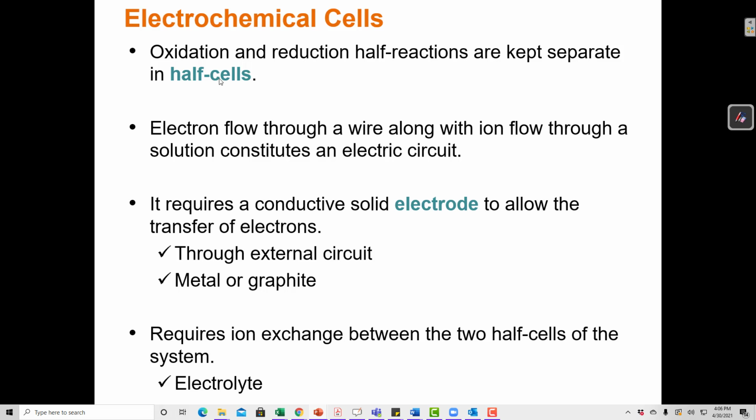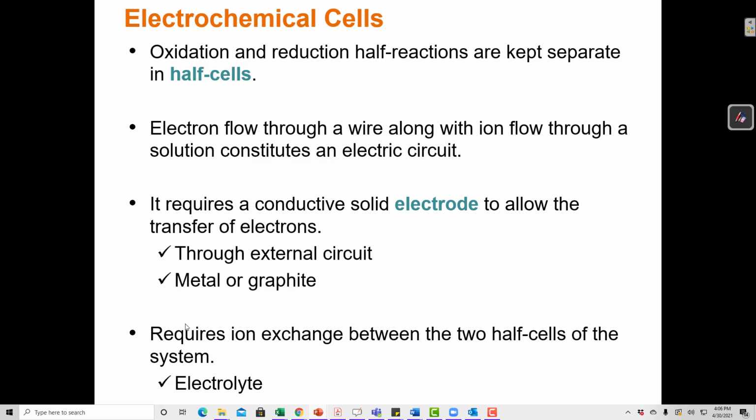Oxidation and reduction half reactions are kept separate in half cells. Electron flow through a wire along with ion flow through a solution constitutes the electric current, the electric circuit. It requires a conductive solid electrode to allow the transfer of electrons. So again, it could be metal or it could be graphite. Remember, graphite's made of carbon, but it's actually conductive. So sometimes we see that the electrode in a half cell is made of graphite. It's not made of metal, it's made of carbon.